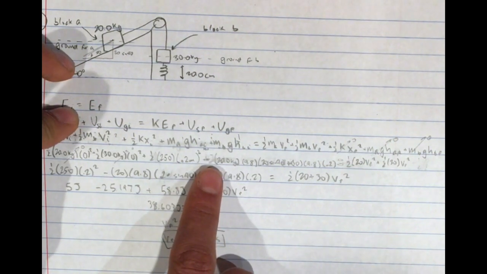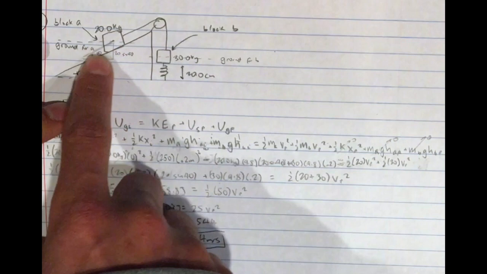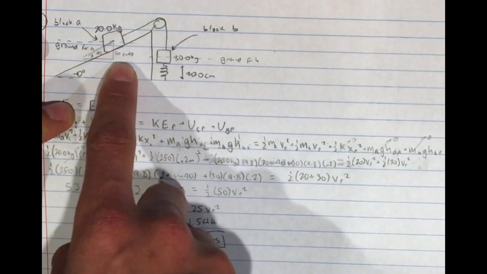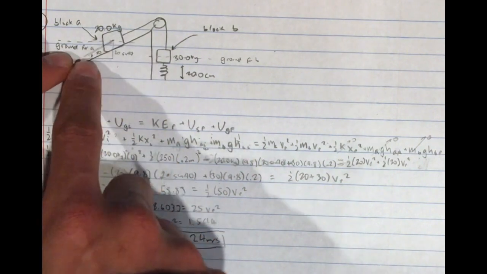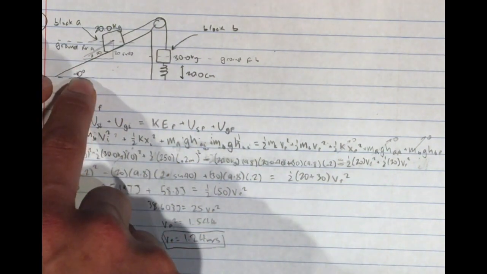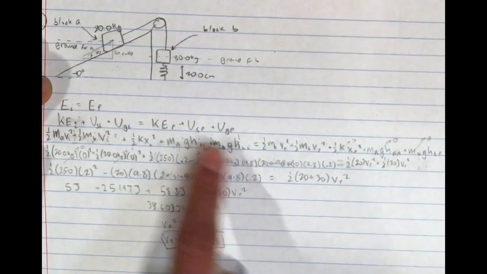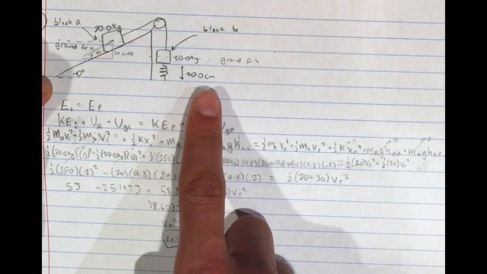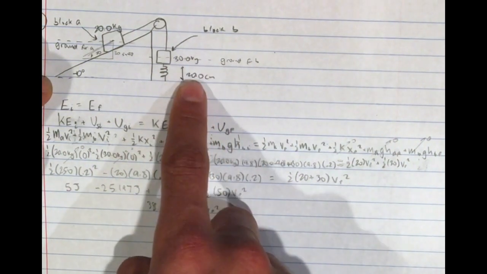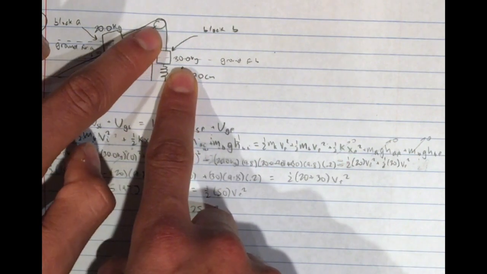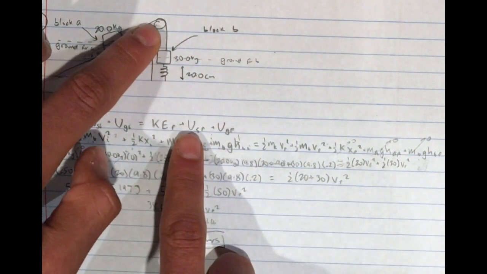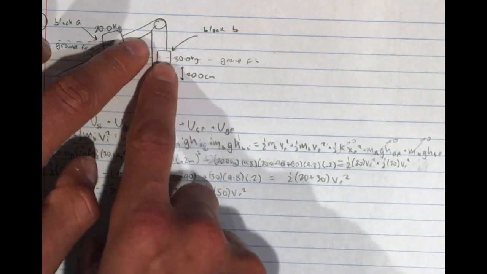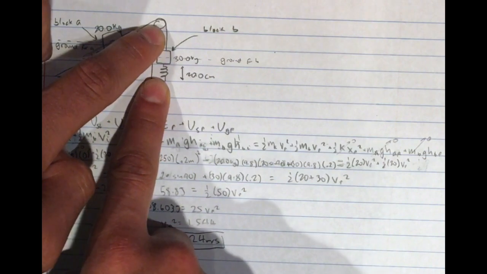And then for the gravitational potential of A initially, this is down 20 centimeters. So we only need to care about the h distance, which would be 20 times sine of 40, because this angle right here is 40, and it would be negative because it goes below. And then the gravitational potential energy of block B is going to be 20 centimeters, which is 0.2 meters, times its mass times 9.8. This is because it's pulled up 20 centimeters.